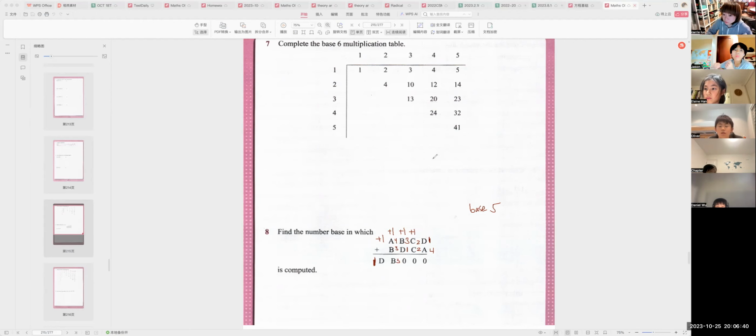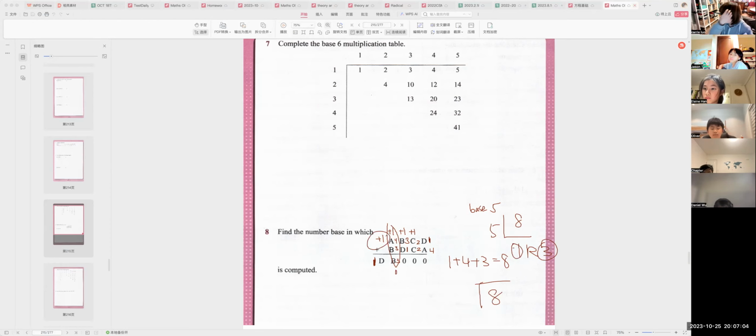Okay, so Jason, when you cannot remember how to do the carry over, just make sure that every time the 2 numbers plus together, I'm just using this one as an example, okay? So 1 plus 4 plus 3 equals 8, right? So using 8 divided by 5, 1 and the remainder 3. Get it? So the remainder is here and 1 is carry over. It's always like that.